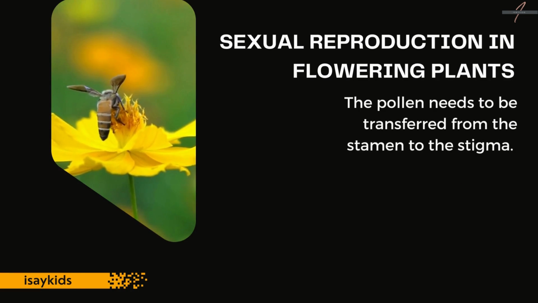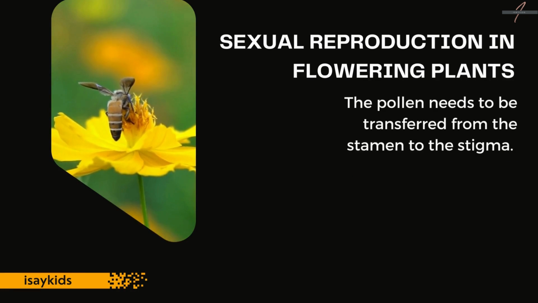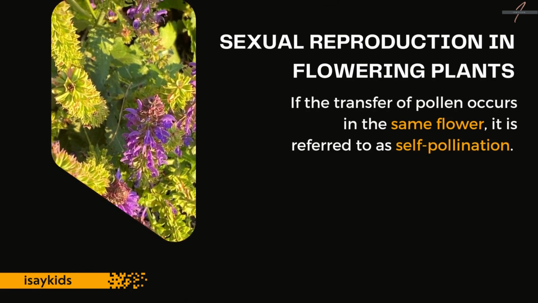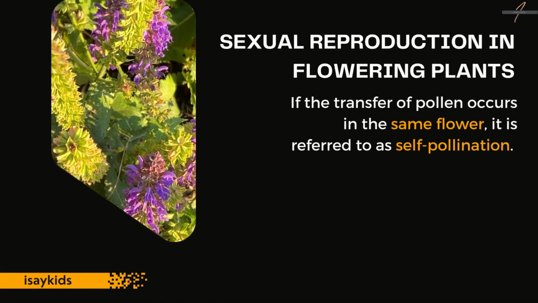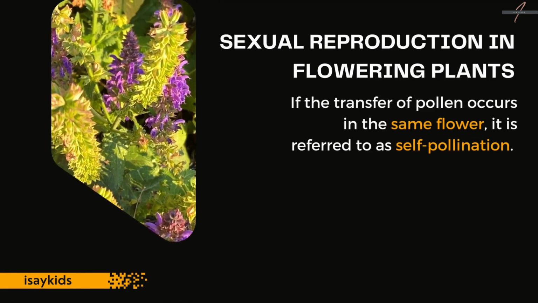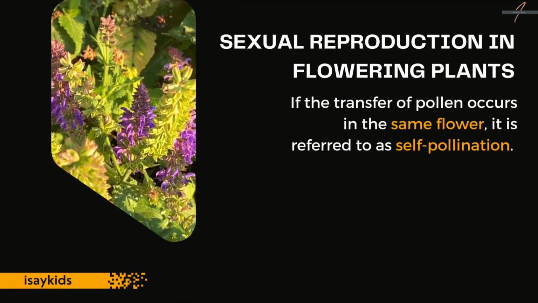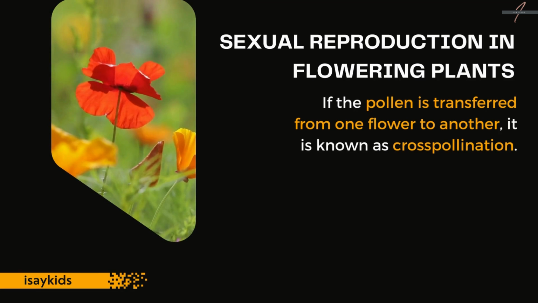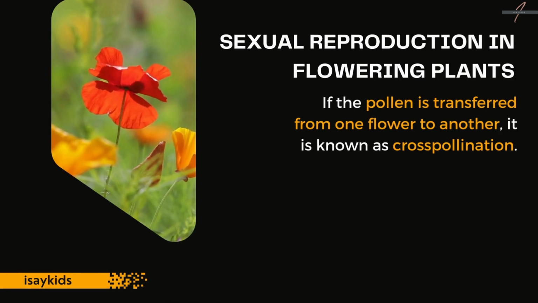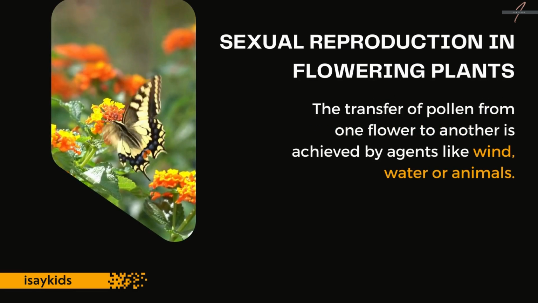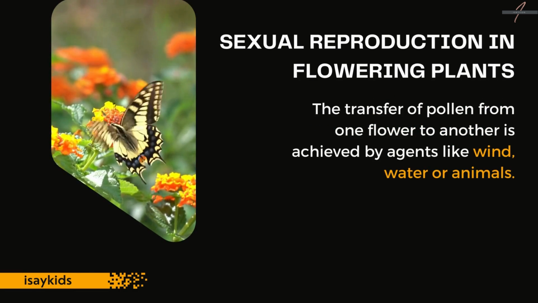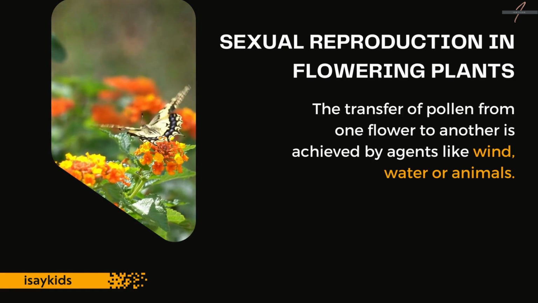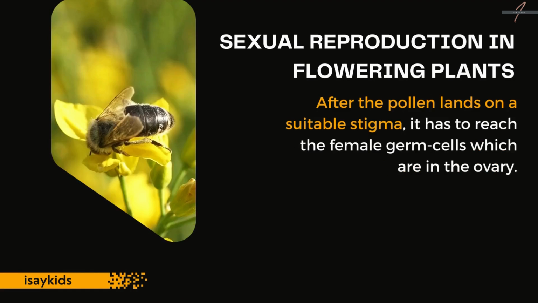Thus, the pollen needs to be transferred from the stamen to the stigma. If this transfer of pollen occurs in the same flower, it is referred to as self pollination. On the other hand, if the pollen is transferred from one flower to another, it is known as cross pollination. This transfer of pollen from one flower to another is achieved by agents like wind, water, or animals.